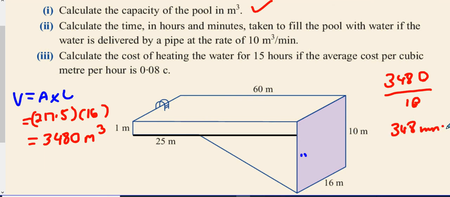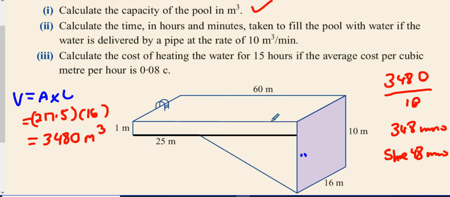348 minutes. Is that alright? That's your answer? And then you put it into 5 hours and 38 minutes. Alright. Calculate the cost of heating the water for 15 hours if the average cost per cubic meter is 0.08. Ouch. Cubic meter per hour, yeah?